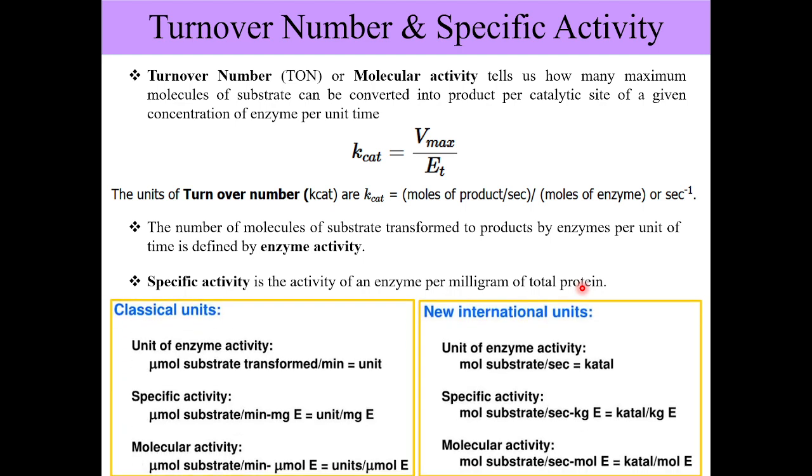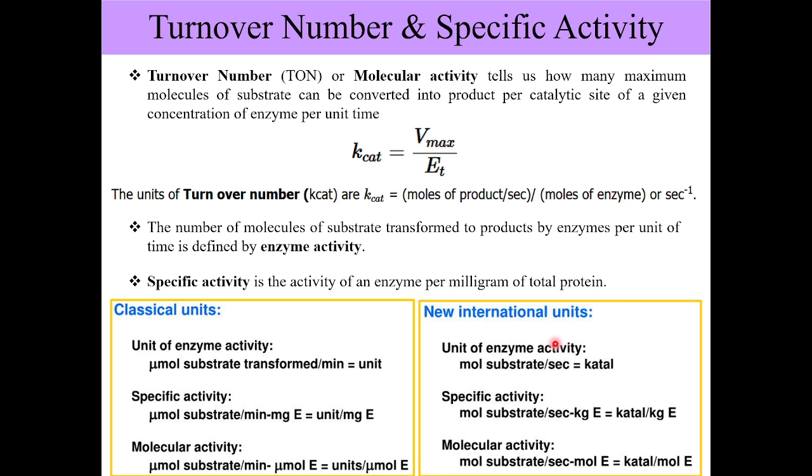If you look at the units, these are the classical units, the international units. The unit of enzyme activity is micromole of substrate transformed per minute, which is also written as 1 unit. For specific activity, it is micromole substrate per minute per mg of enzyme, so that is unit per mg of enzyme. For molecular activity, it is micromole substrate per minute per micromole enzyme, giving units per micromole of enzyme. This is how all of these are interrelated.